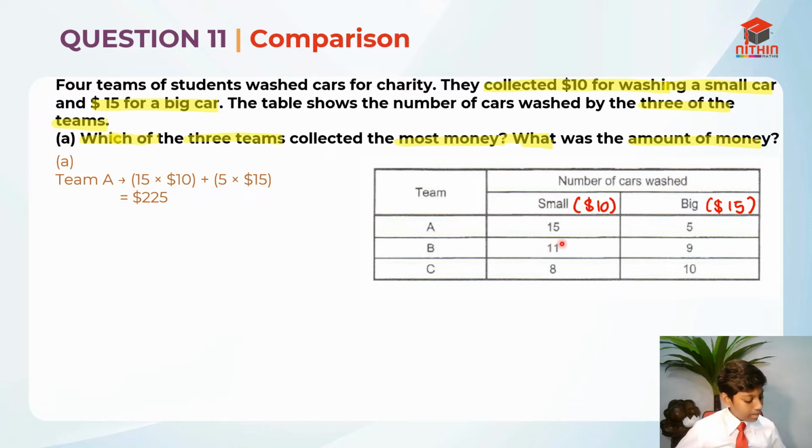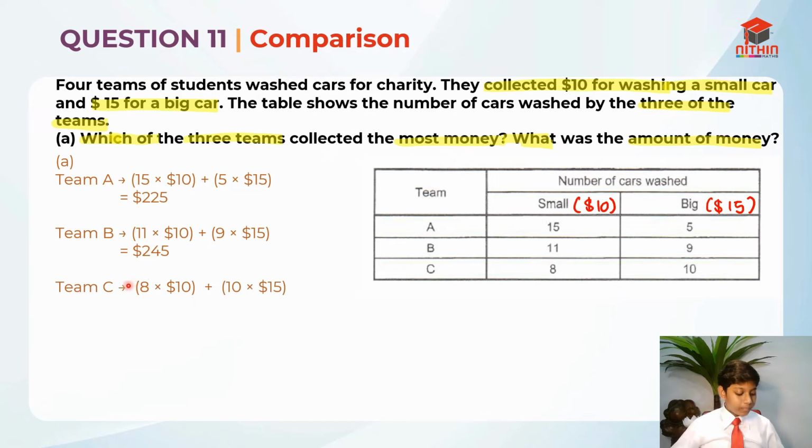We do the same for team B. 11 small cars, so 11 times $10 plus 9 big cars, which is 9 times $15. So it is 11 times 10 plus 9 times 15, which is $245. For team C, we take 8 small times $10, then plus 10 big times $15, which will give us $230.